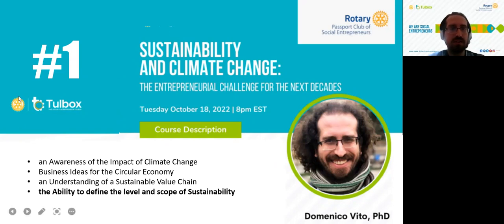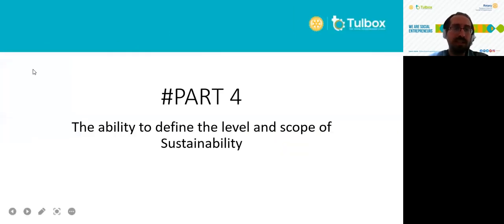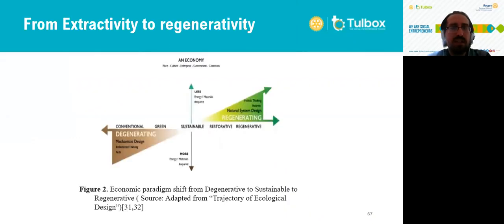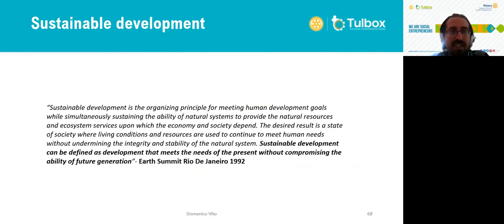And on the last part of our lesson, we are going to deal with the ability to define the level and scope of sustainability. So we already saw this graph that basically summarizes the shift that we need to make from the conventional, the degenerative models towards sustainable models, and as well, if we want to go further, towards regenerative models.